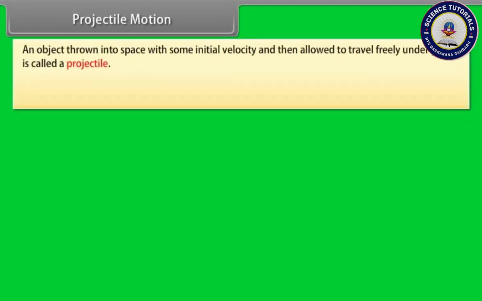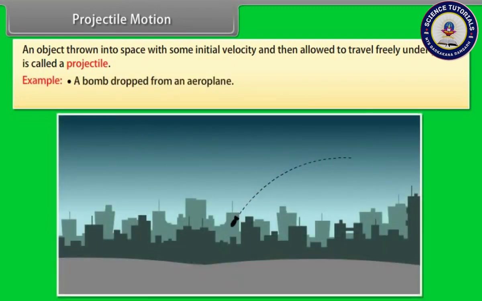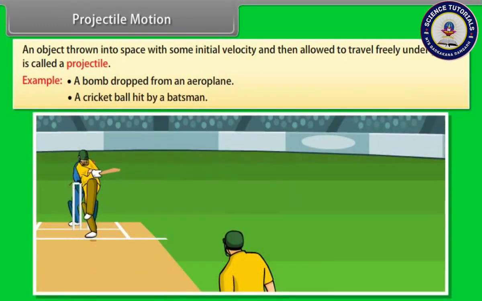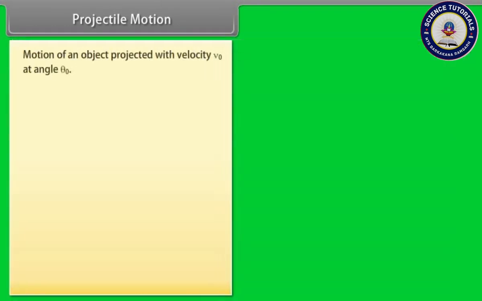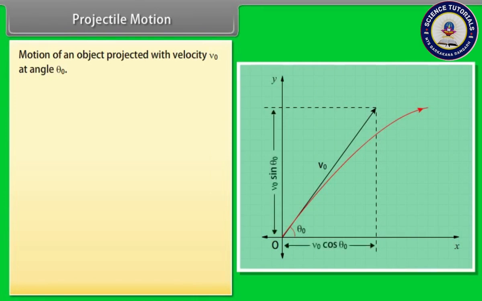Projectile motion. An object thrown into space with some initial velocity and then allowed to travel freely under gravity is called a projectile. For example, a bomb dropped from an aeroplane, a cricket ball hit by a batsman. Motion of an object projected with velocity v naught and angle theta naught is shown in the figure. The path of a projectile is a parabola.